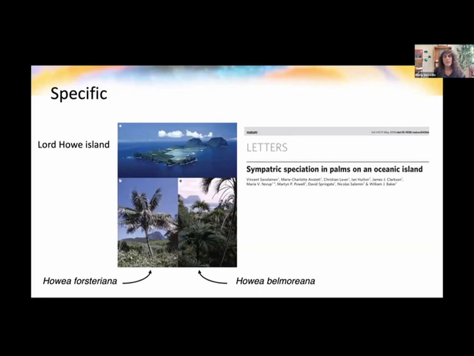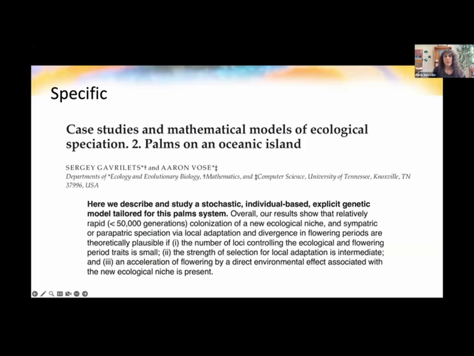On sympatric speciation in palms on an oceanic island. They pointed out that palms in the genus Howea seem to have speciated without any geographic separation, or allopatry, at least into these two species, Forsteriana and Belmoreana. And Gavrilets and Vose, shortly after this empirical paper came out, published a number of really interesting case studies of sympatric speciation. And one of them, as they describe in their abstract, applies to the palm. So they say, "Here we describe and study a stochastic, individual-based, explicit genetic model tailored for this palm system." And they went on to show that speciation in either sympatry or parapatry was feasible in this system, and they explored different conditions that would make it more or less likely.